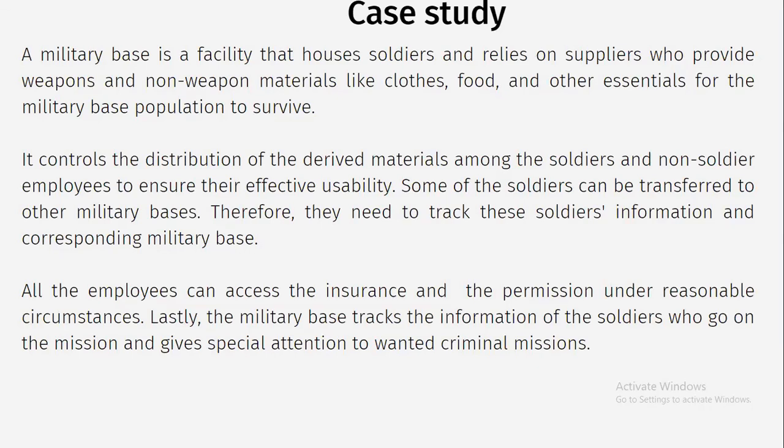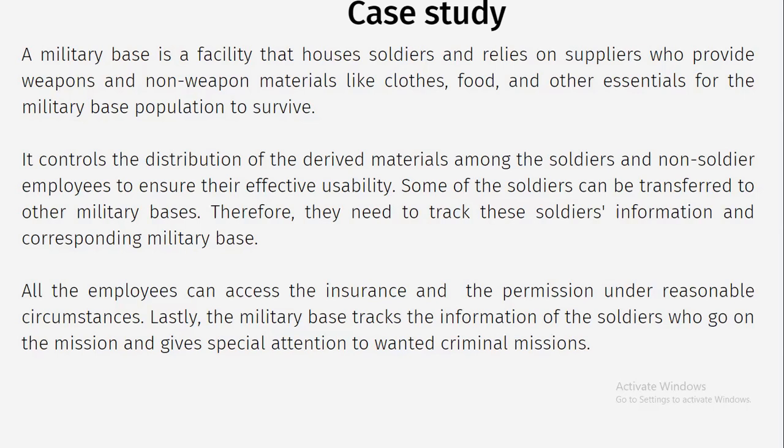A military base is a facility that houses soldiers and relies on suppliers who provide weapons and non-weapon materials like clothes, food, and other essentials for the military base population to survive. It controls the distribution of derived materials among the soldiers and non-soldier employees to ensure their effective usability. Some of the soldiers can be transferred to another military base. Therefore, they need to track the soldiers' information in the corresponding military bases.